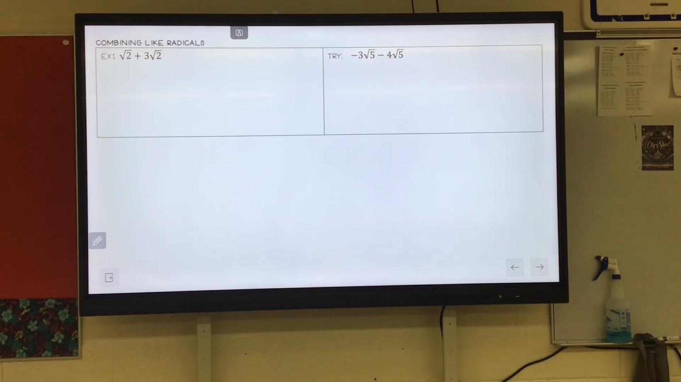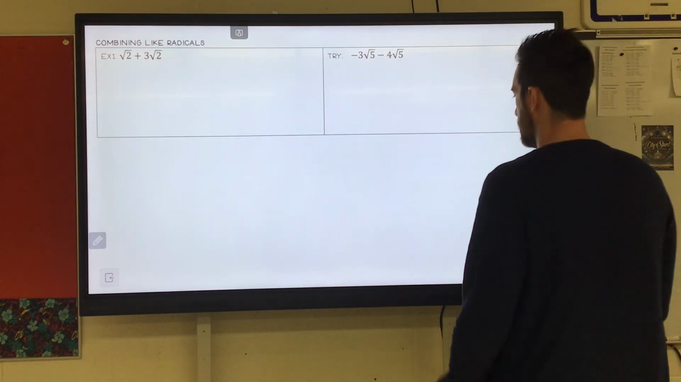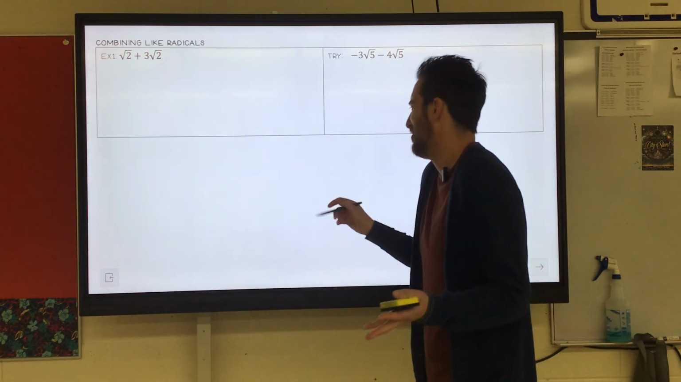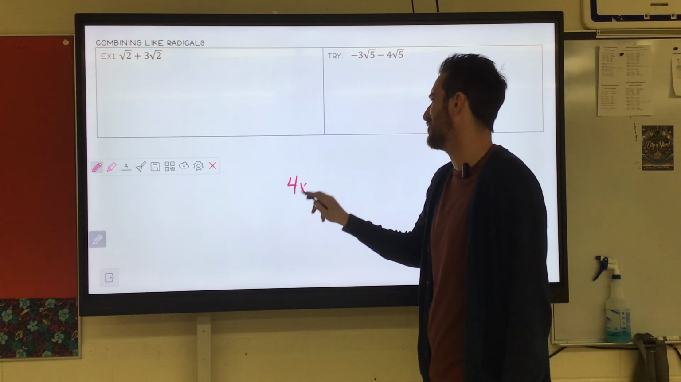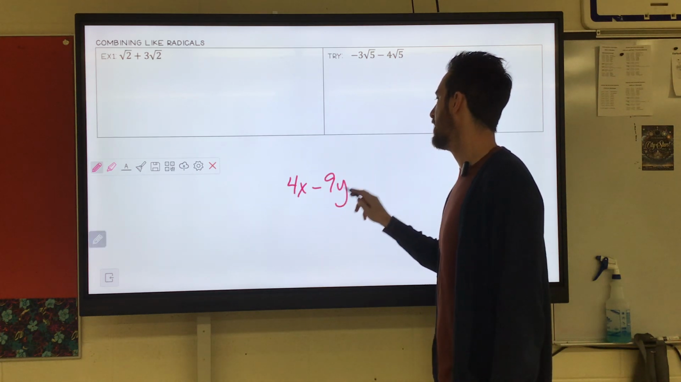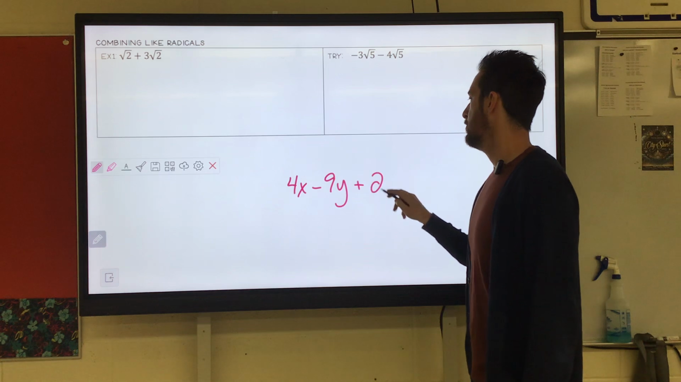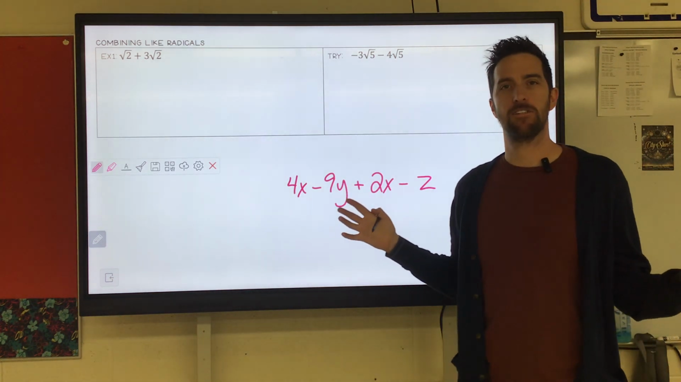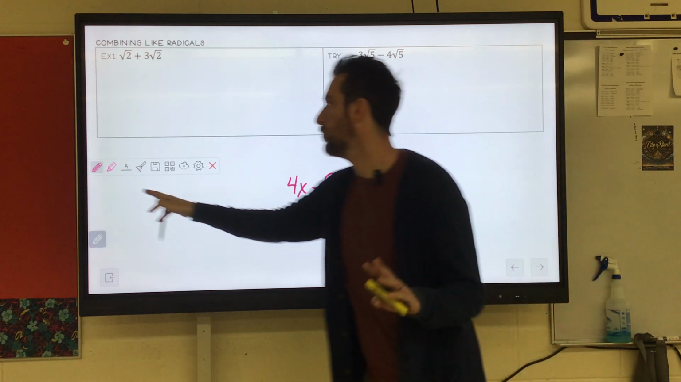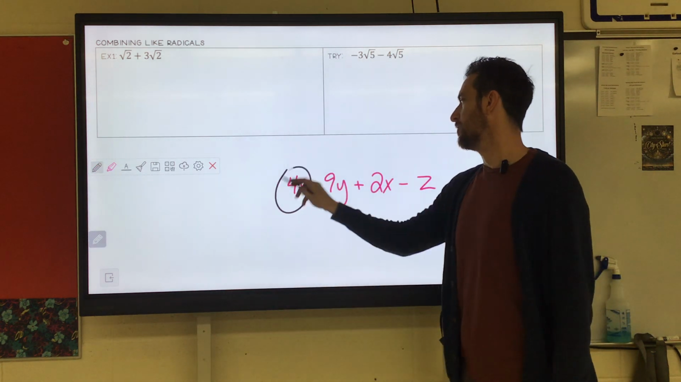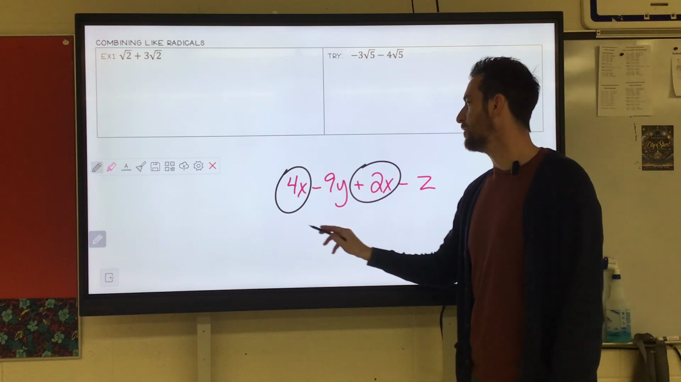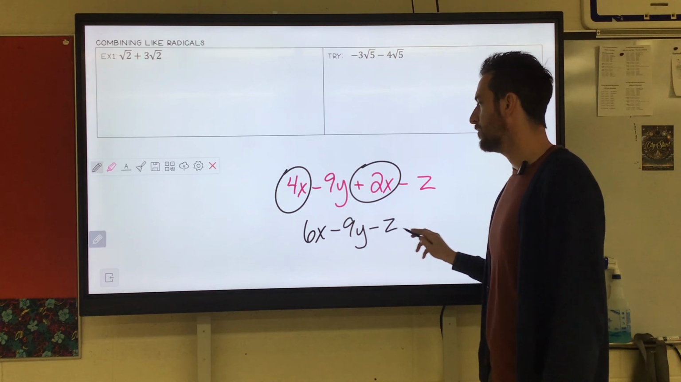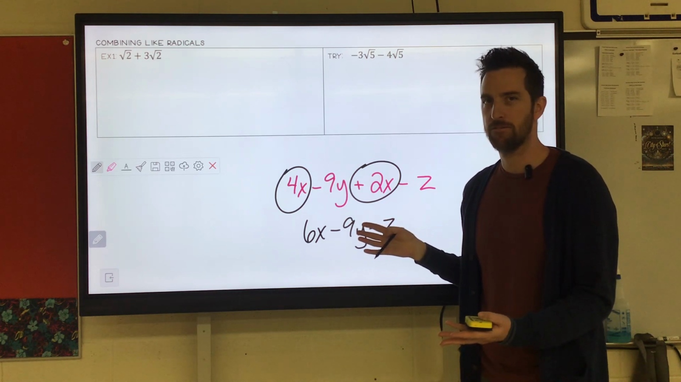Today we bring in some addition and subtraction. Now, if you had something, let's just say I was making something up, like 4x minus 9y plus 2x minus z. Would you be able to combine all these with addition and subtraction? No, but what you could combine is the 4x plus 2x. That will give you 6x, but there are no other y's and there are no other z's, so you would just leave this. There's nothing further you could do.